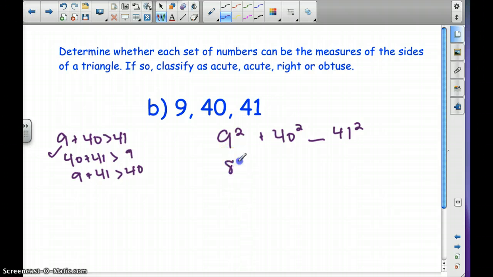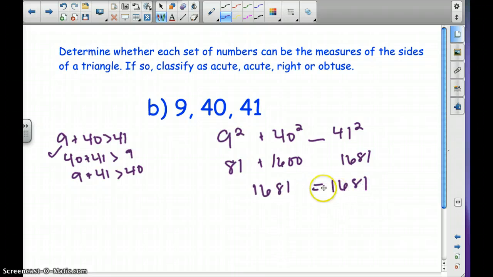So we have 81 plus 1600, and then 41 squared is 1681. Well, if you add these two together, it's going to equal 1681. So what happens when they're equal? It's the Pythagorean theorem, so it is a right triangle.